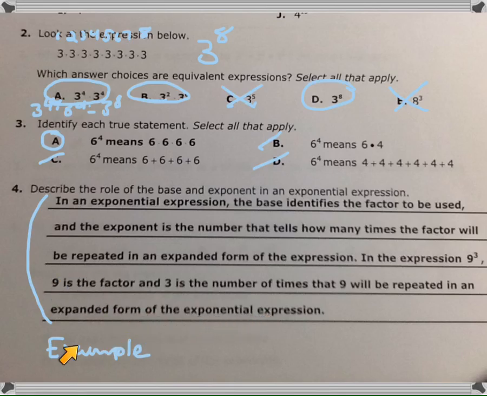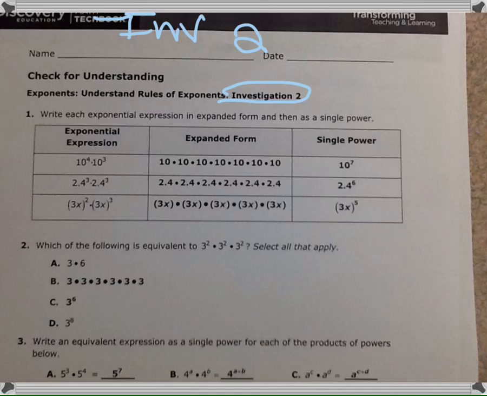So here they use the word factor. Previously I've been using the word base, but it's the same scenario that we've been going through, how the exponent dictates how many times the base or factor will be multiplied by itself. The next is investigation 2, understand rules of exponents. So same type of scenario.